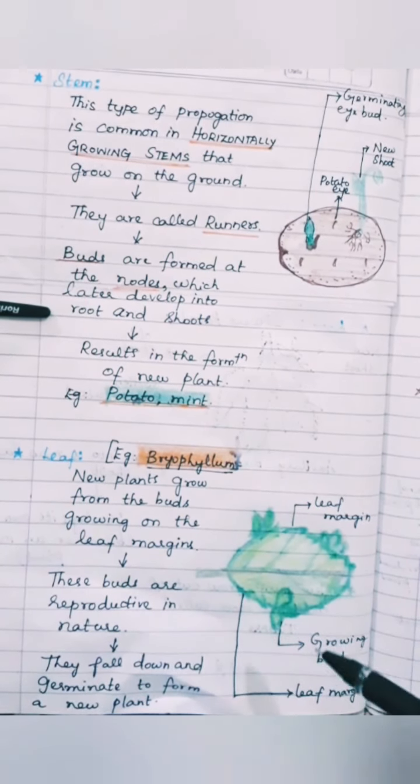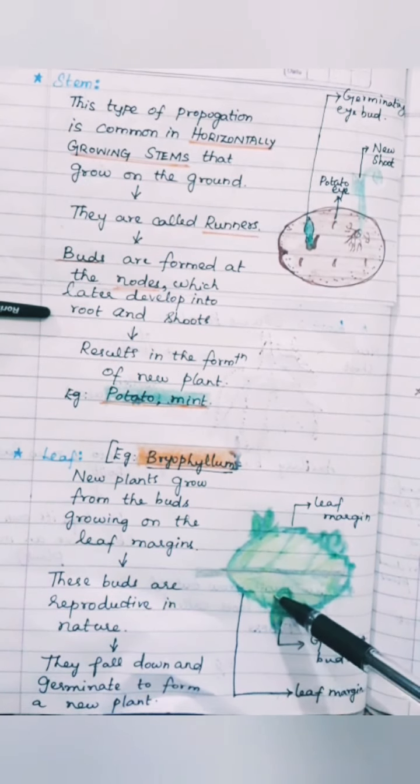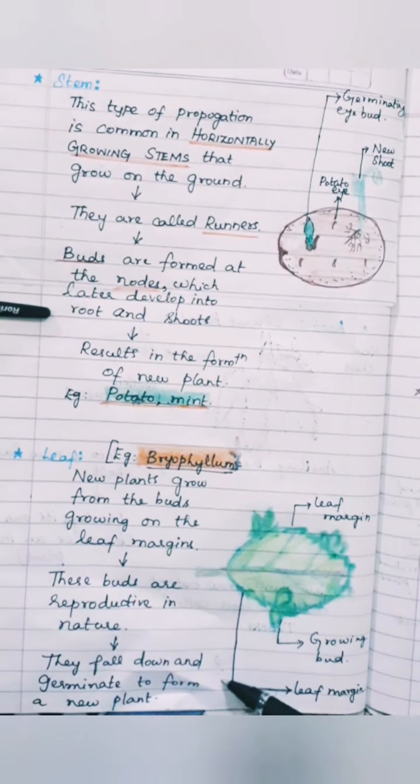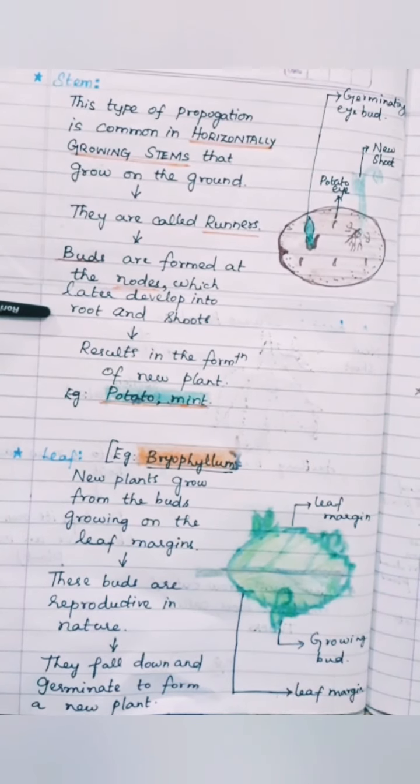These buds are reproductive in nature. If you gently remove this bud and plant it in the soil, or if they fall down on their own, and the substratum is suitable for germination or growth, it will develop into a new plant. So the example for vegetative propagation by leaf is bryophyllum.